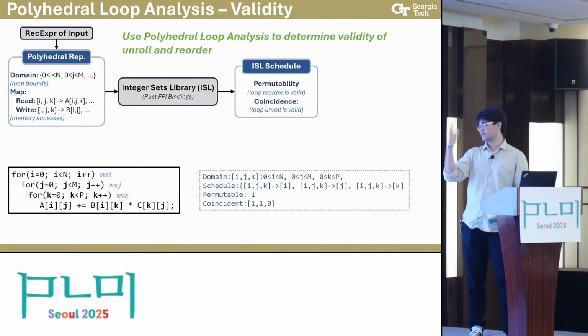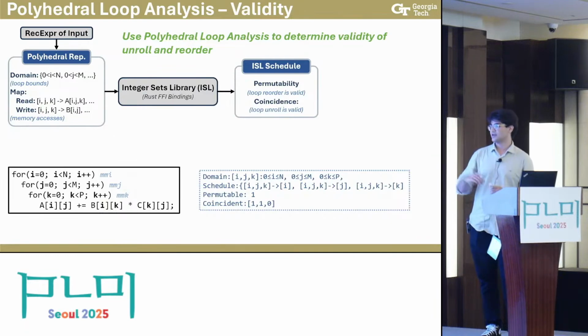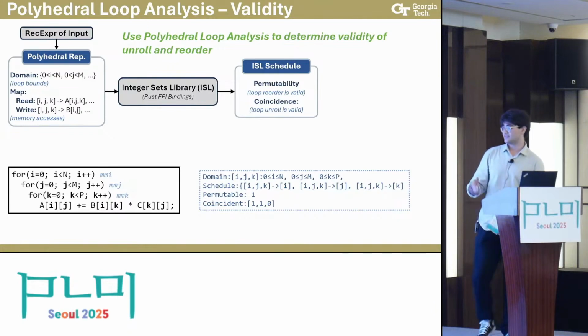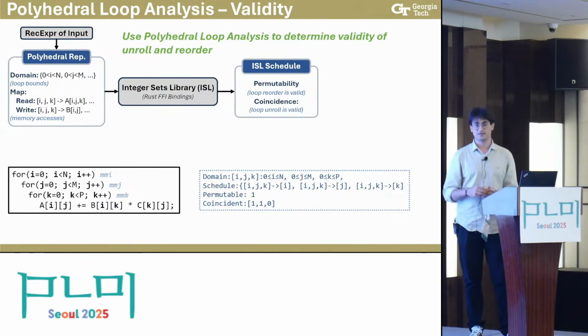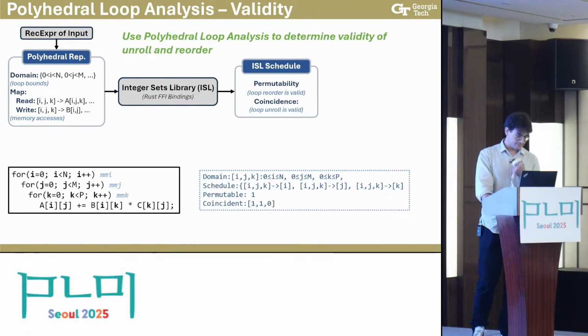So in this given example, we have a simple for loop computing a matrix multiply. Your domain and schedule are fairly trivial in this case. It's just the loop bounds. But then the ISL schedule object correctly identifies that this nested loop is permutable, as you can see. And the coincidence in this case is 110, which means that loops MMI and MMJ can be unrolled. There's no dependency between each iteration. But loop K can't, and that's due to the accumulation over that dimension. So we're going to use this information for our rewrites.